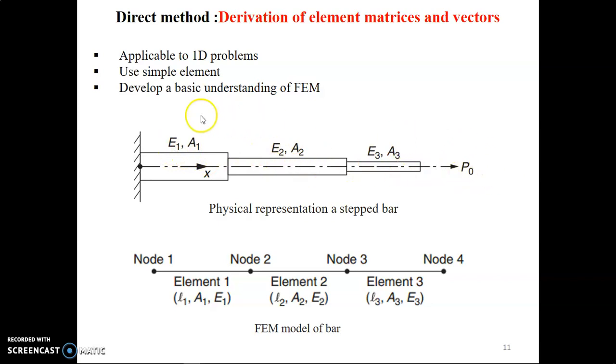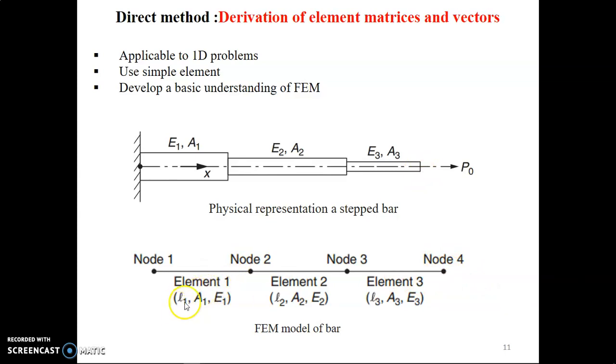So now we will be describing this physical model as a finite element model. Here we will be using four nodes. One at the junction of the fixed point, that will be node 1. Another at the junction of step 1 and step 2, that will be named node 2. Then the third node is at the junction of A2 and A3, and the fourth node will be at the free section.